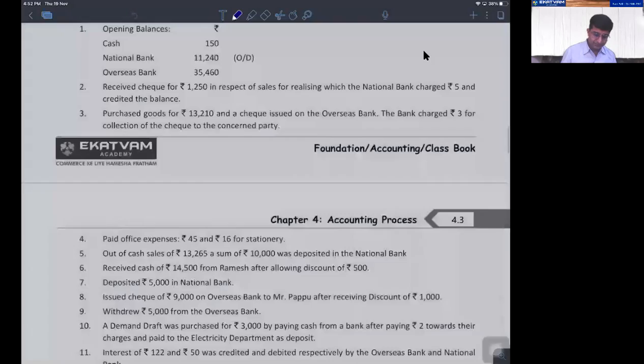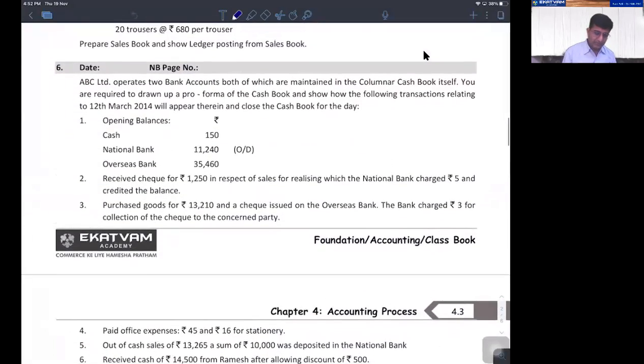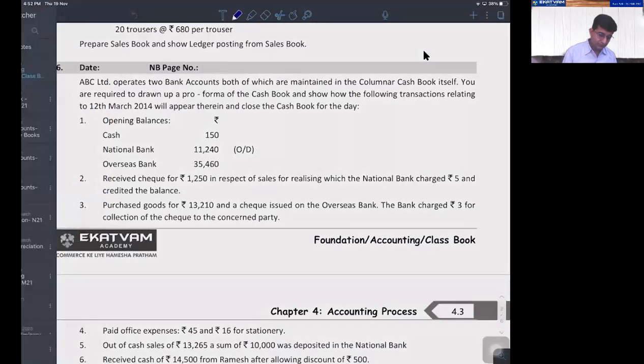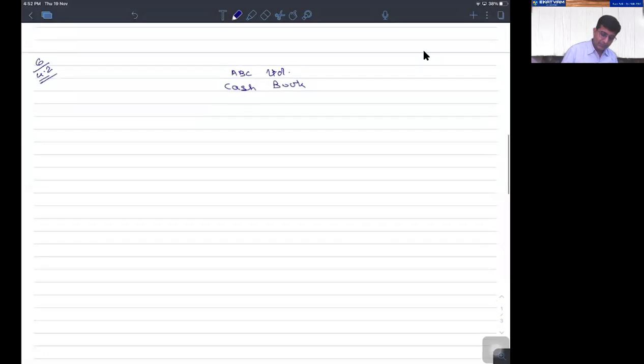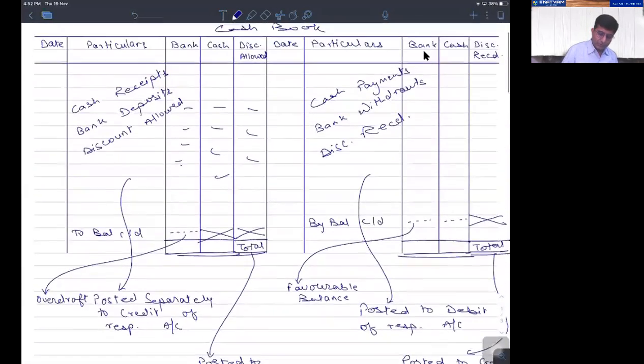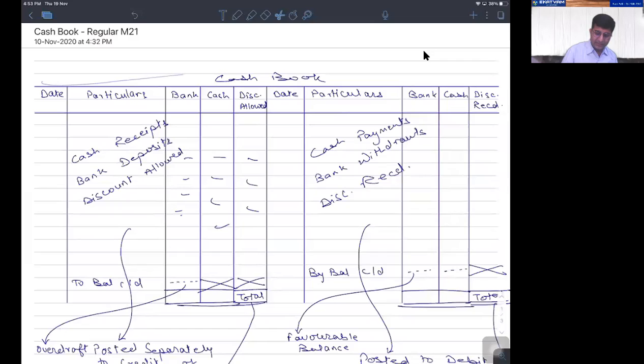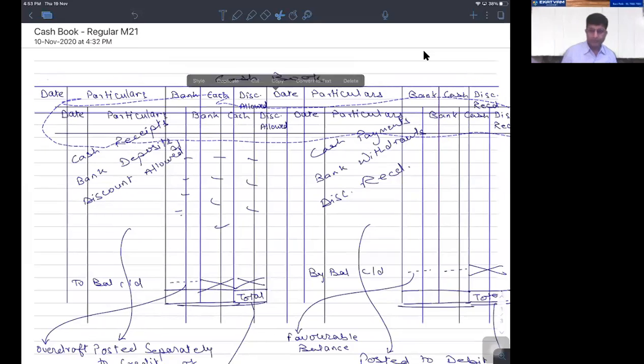What is that problem number? 6th on page number 4.2. ABC Ltd. Cash book. Correct? Of course, you people know it very well. I need not repeat it. These are the stunts which are performed by the experts. Please do not try these at home.